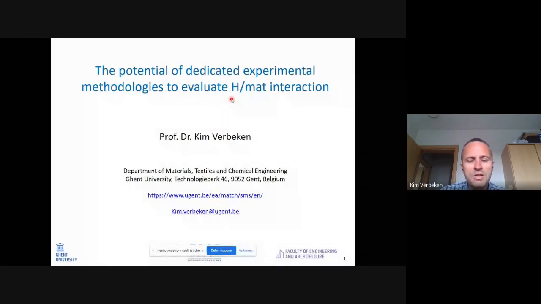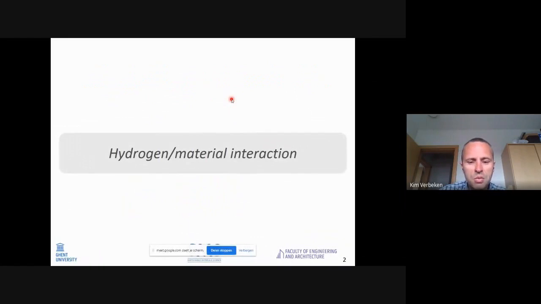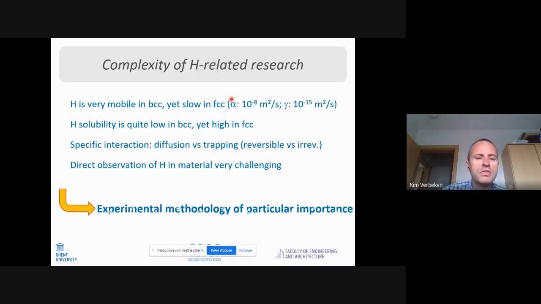About the hydrogen material interaction, to start with, I want to point out some particular features of this interaction, because I will focus on them during the experimental work and the data I'm going to present. The first thing which makes hydrogen research very complex is the fact that hydrogen is a very mobile atom, especially, of course, in BCC structures. So there you have a very high mobility. So hydrogen moves while you are doing an experiment.